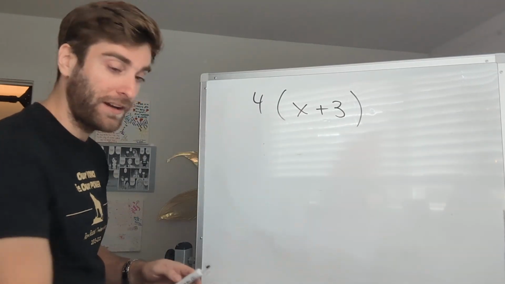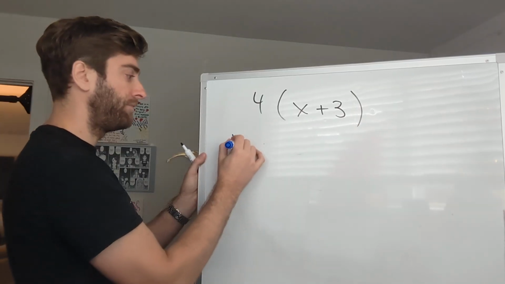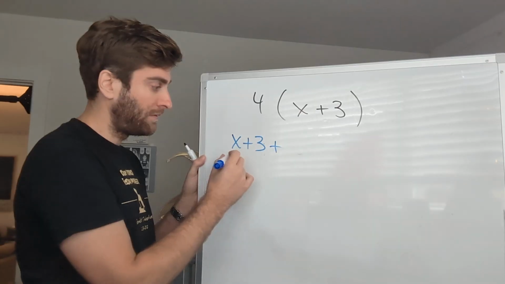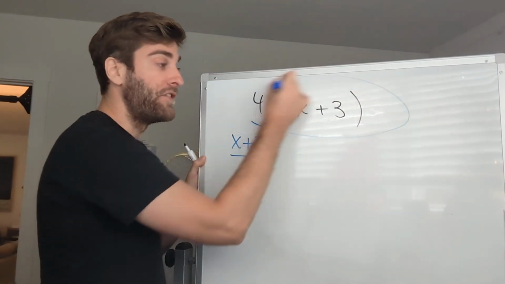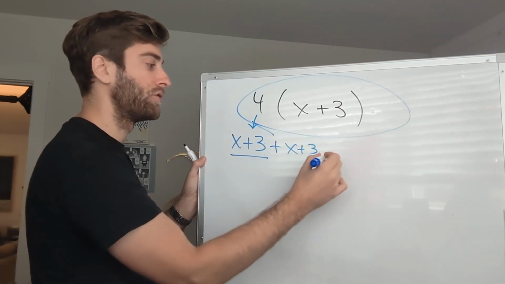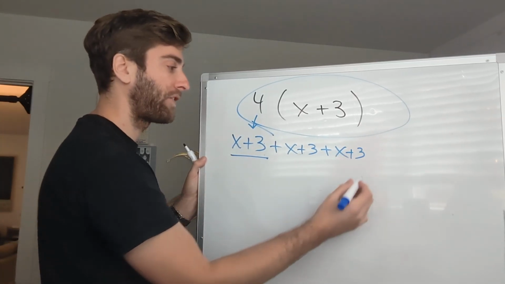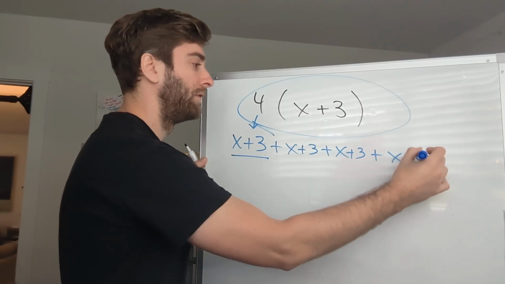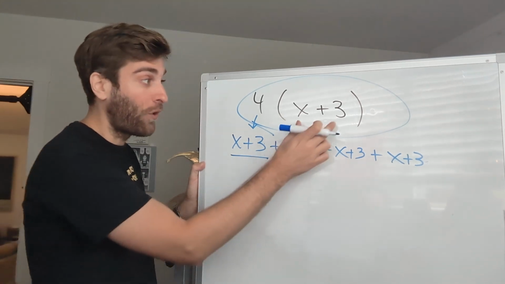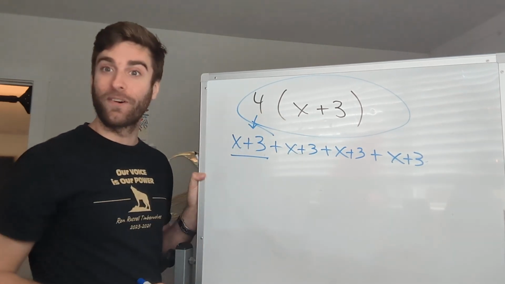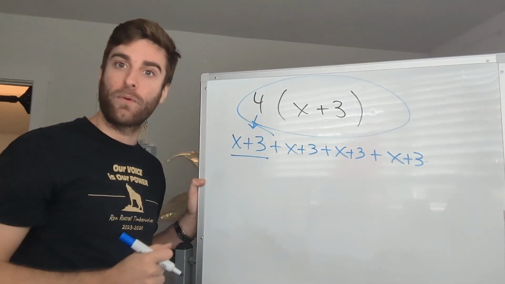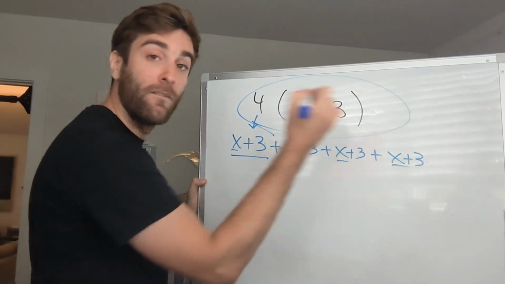I can write it out. I'll write it out in blue. X plus 3. How many times am I adding that up, right? How many of these are there in this problem? There's 4, so that's 1. X plus 3, that's 2. X plus 3, that's 3. X plus 3, and that's 4. So all I've done is I've said x plus 3 4 times. X plus 3, x plus 3, x plus 3, x plus 3. How many x's did I write down? 1, 2, 3, 4.